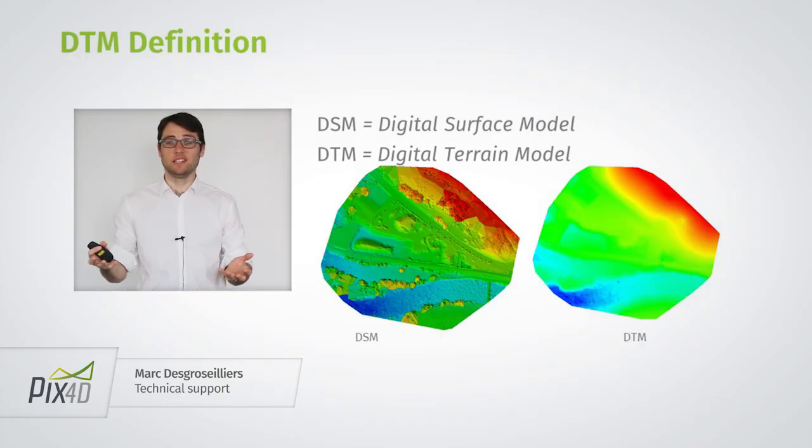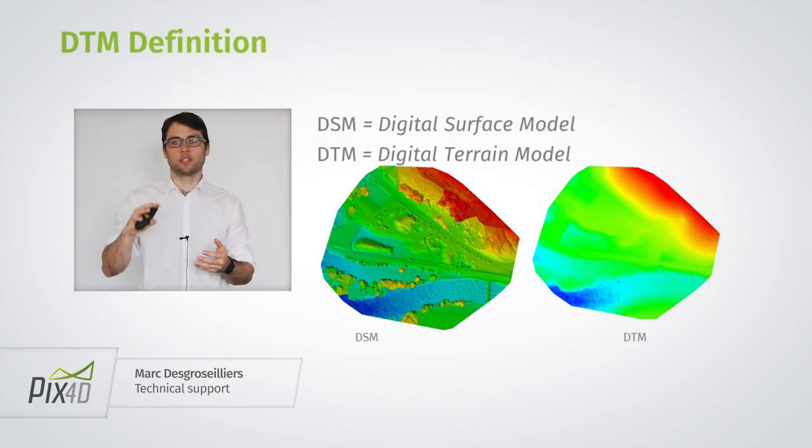Let's start with a few definitions. What's a DTM? What's a DSM? What's the difference? Well, the DSM, or Digital Surface Model, is a 2D map where for every point it is the altitude of this point which is encoded. In most software, when you visualize the DSM, this altitude is color-coded. The DTM is very similar, but only the points that correspond to terrain are taken into account. That means that the buildings and the trees are discarded, and only the altitude of the terrain is recorded.